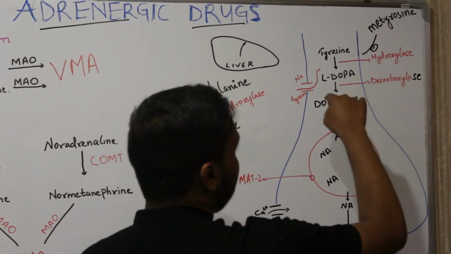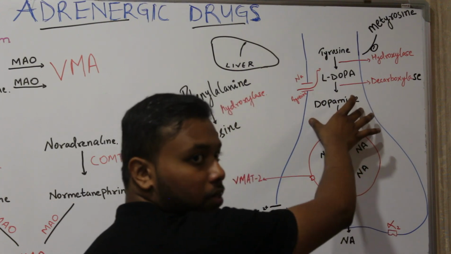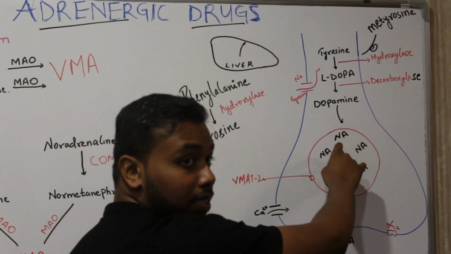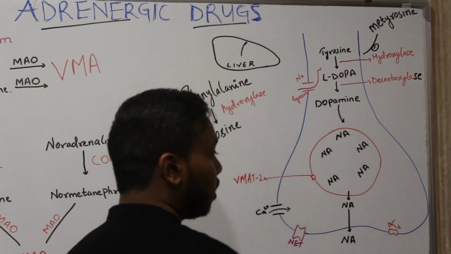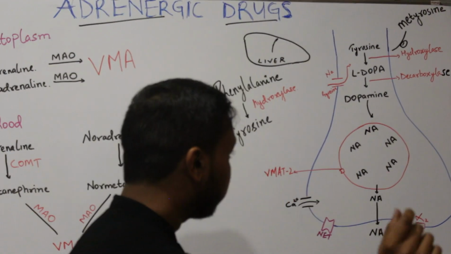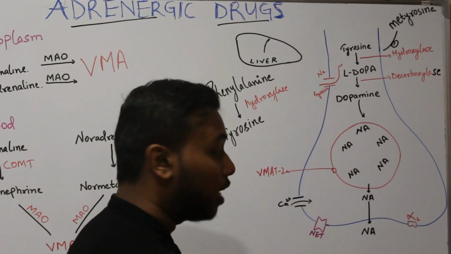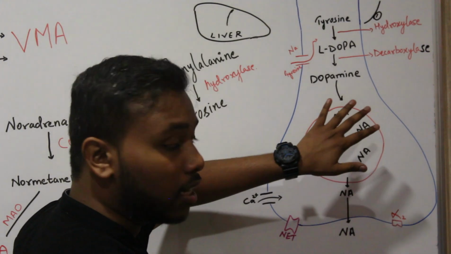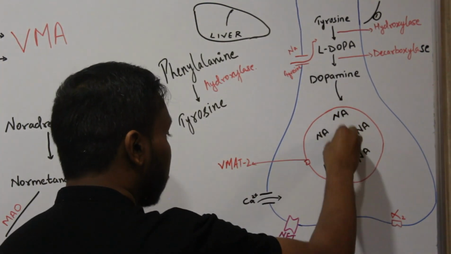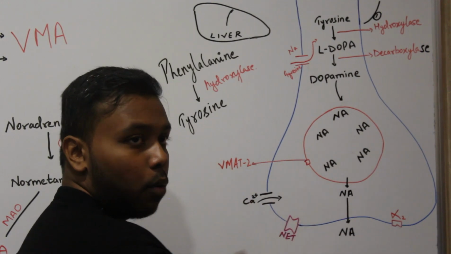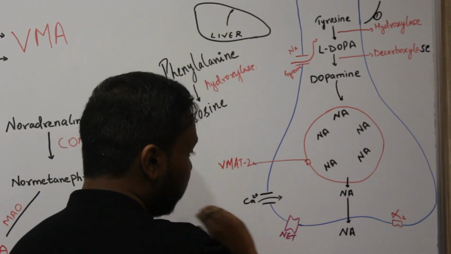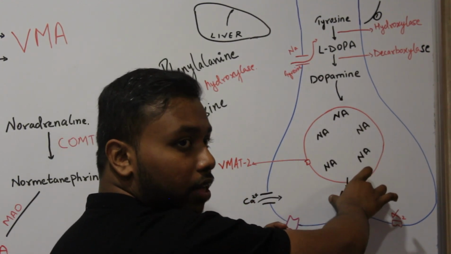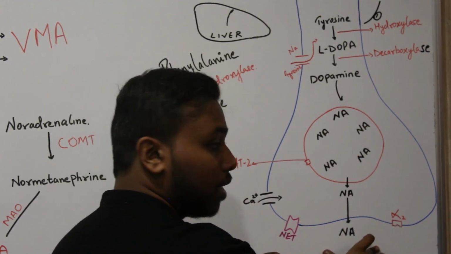So let's move on. We saw up to the conversion of dopamine. Dopamine is then sent into the synaptic vesicles. Inside the synaptic vesicles, dopamine undergoes beta hydroxylation. Important point: dopamine undergoes beta hydroxylation and gives rise to noradrenaline. This noradrenaline is stored inside the synaptic vesicles until an action potential arrives. When an action potential arrives, there is an influx of calcium. So this noradrenaline is released into the cytoplasm and then into the synaptic cleft.